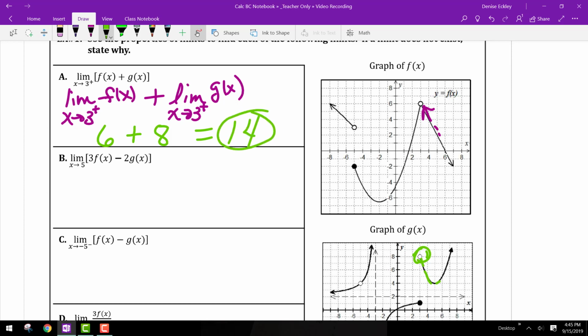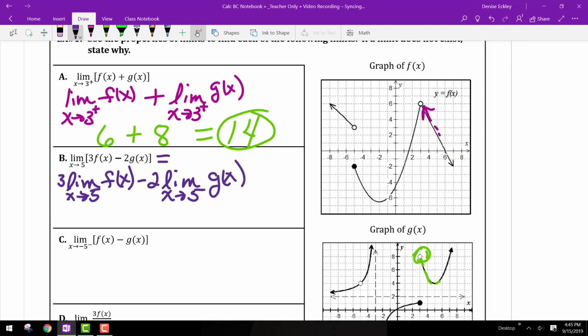Okay, doing the next one, the limit as x approaches 5 of 3 times f of x minus 2 times g of x. We can write this again, rewrite it with our properties. This is the same as saying 3 times the limit as x approaches 5 of f of x minus 2 times the limit as x approaches 5 of g of x. So we'll get both of those values off the graph, and we'll go from there.